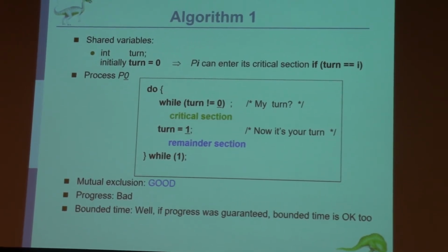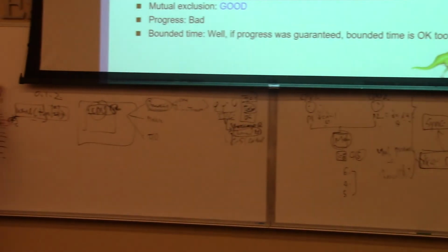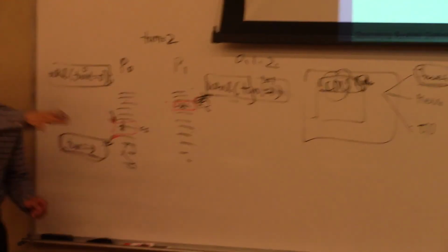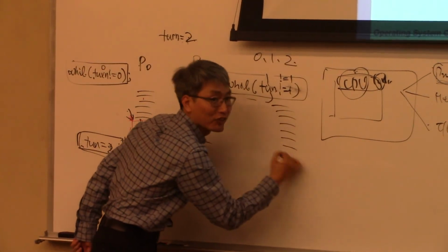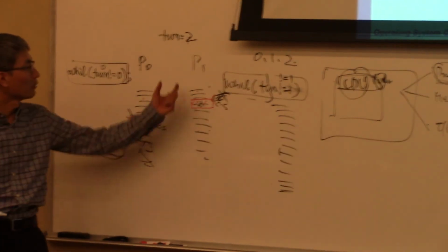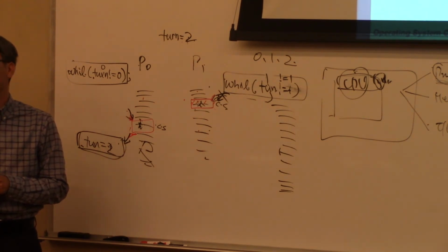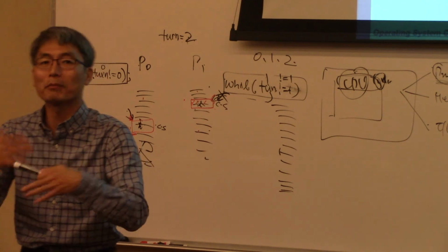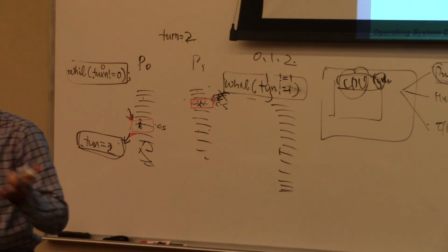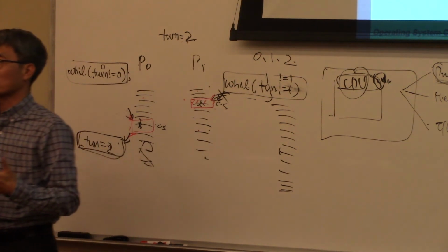Let's think about the 3 process case. So we have 0, 1, 2. When this process exits, turn is 2. But 2 is not waiting. 2 is just in the remainder section only, not accessing this. Then what about P1? P1 cannot enter. This selection process sometimes may be infinite, until process 2 would like to enter the critical section. It may be possible.